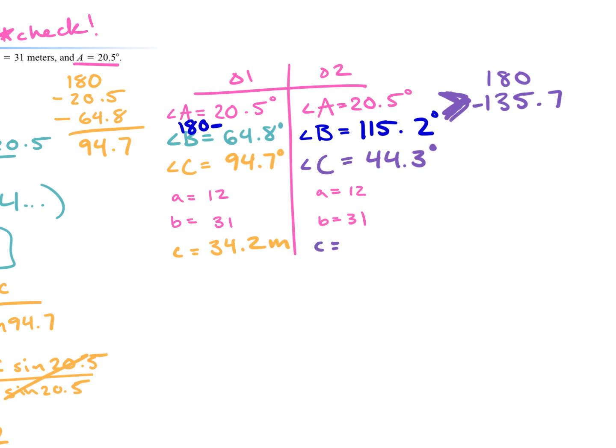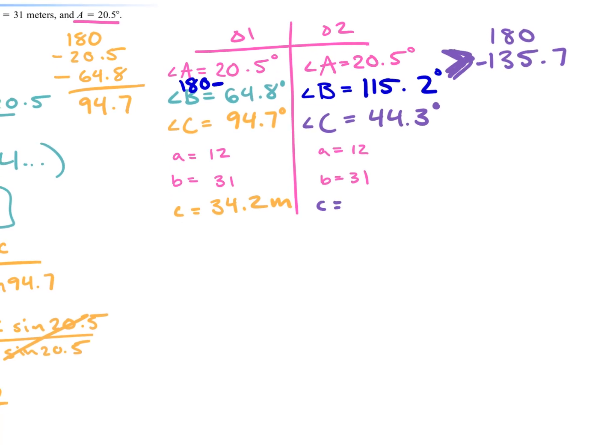Last thing we're missing is side C. So we have a new side C for triangle 2. We're going to set up our proportion just like we did before. So I'm going to start with the one that was given. So it's the same, your given information is the same in triangle 2. So we have 12 over sine of 20.5 is equal to our new side C over our new angle C, so sine of 44.3.